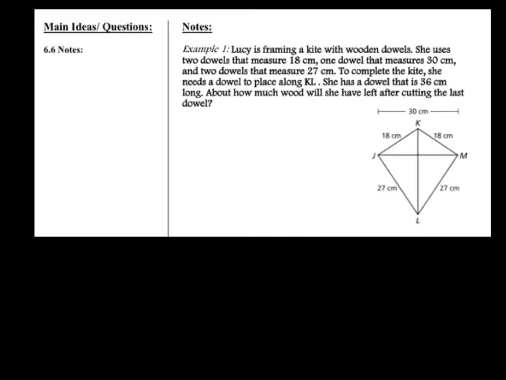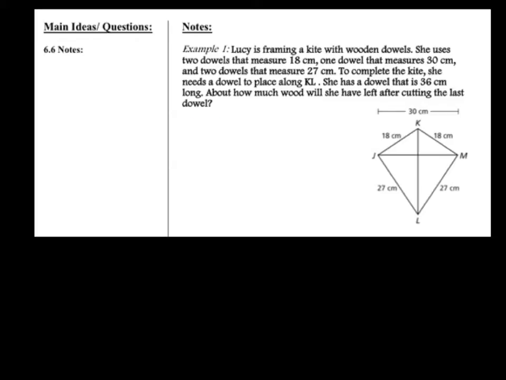So it says Lucy is framing a kite with wooden dowels. She uses 2 dowels that measure 18 centimeters, 1 that measures 30 centimeters, and 2 that measure 27 centimeters. To complete the kite, she needs a dowel to place along KL. So we're looking for the dowel that's going to run on this main diagonal right here. She has a dowel that is 36 centimeters long. About how much wood would she have left after cutting the last dowel?